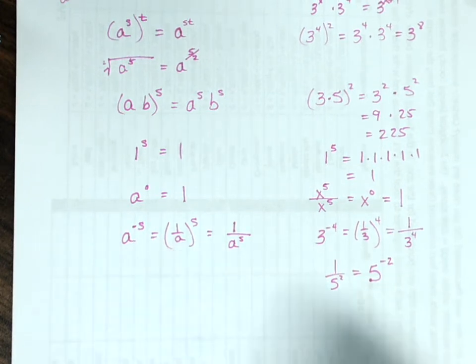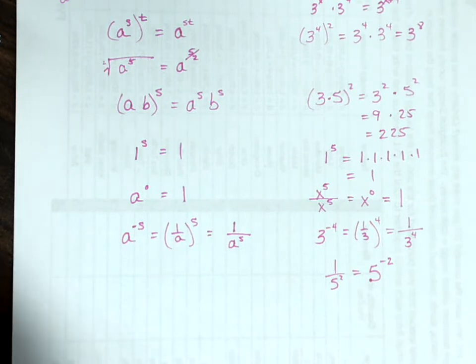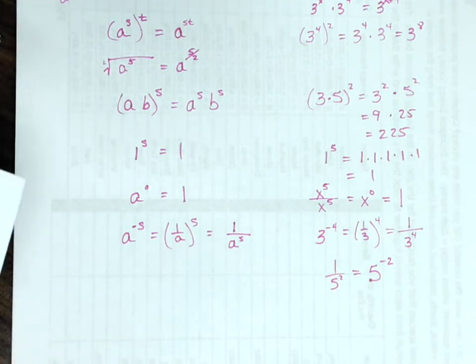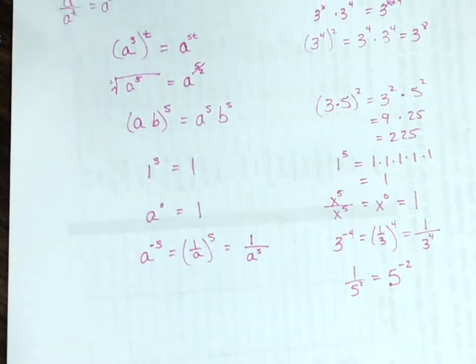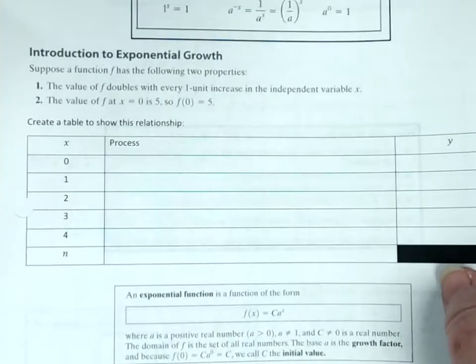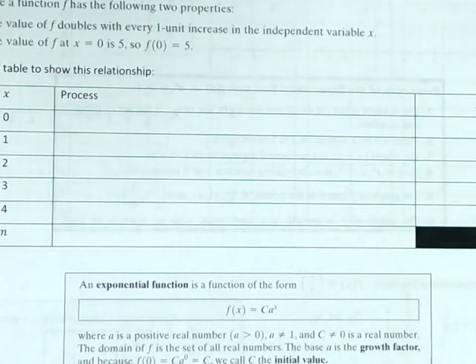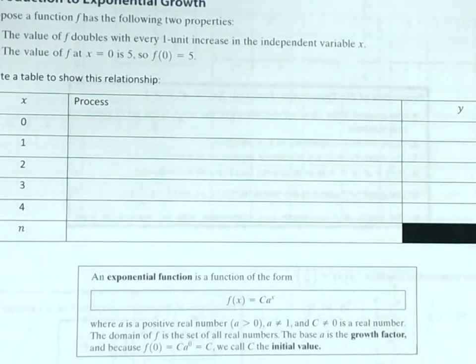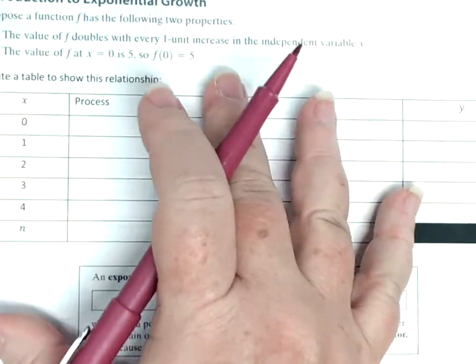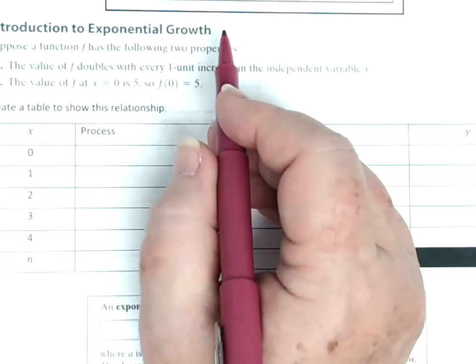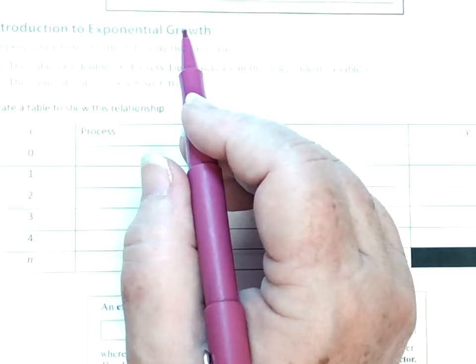Okay, so now that we have our laws, let's do some exploration with exponential functions. Now, a couple things we need to know. Exponential functions are going to be smooth and continuous. They can be graphed. And we're just going to do a little bit of example work with an exponential function that happens to be a growth. We're going to be doing an introduction to exponential growth here.